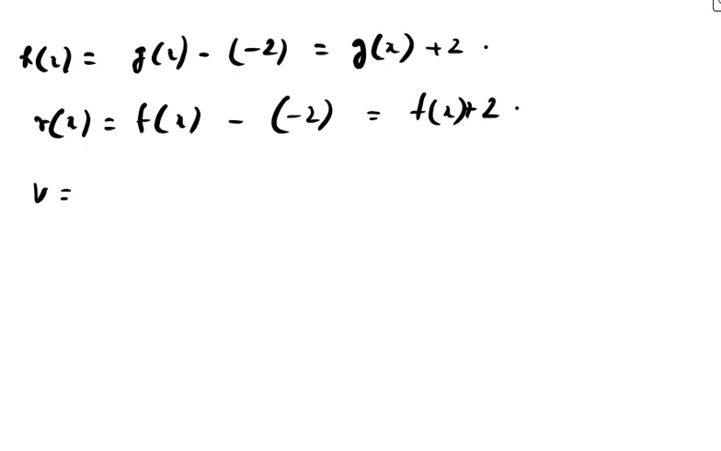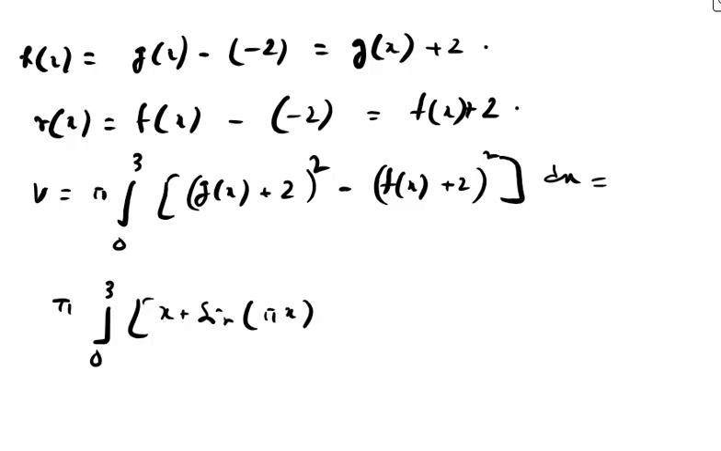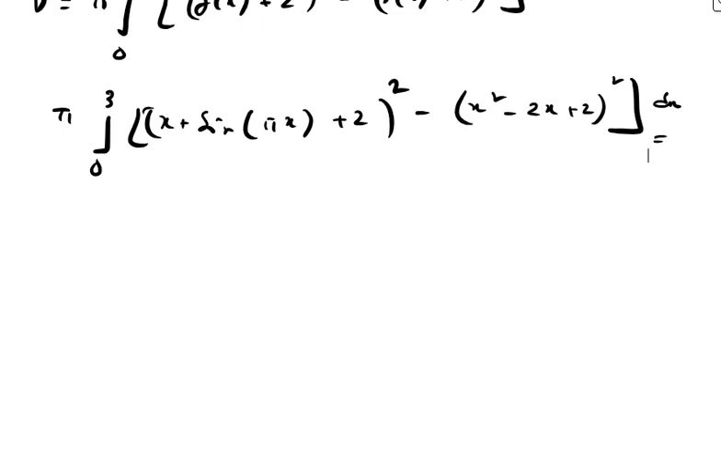So V is equal to π times the integral from 0 to 3 of (g(x) + 2)² − (f(x) + 2)² dx. Okay, now substitute. You will get π times the integral from 0 to 3 of (x + sin(πx) + 2)² − (x² − 2x + 2)² dx. That's the setup.